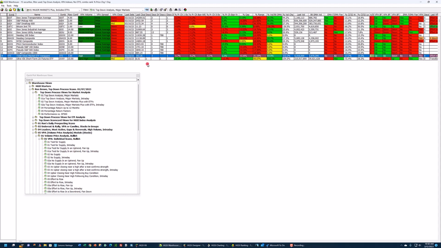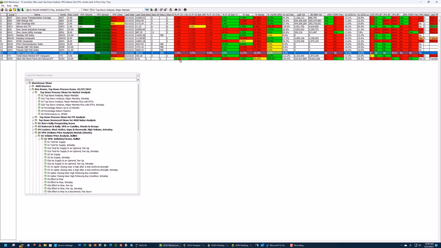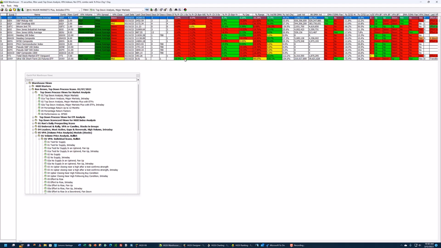We don't have the VIX available in HGSI, but it's available many other places, so the UVXY will work as an indicator just to show that there is fear in the market. You can see it's the only green thing on my Major Markets Plus. So if you download the add-on today, you're going to have this in the folder, and it'll pass through view number 1. I've set the filter up so it'll pass through here.